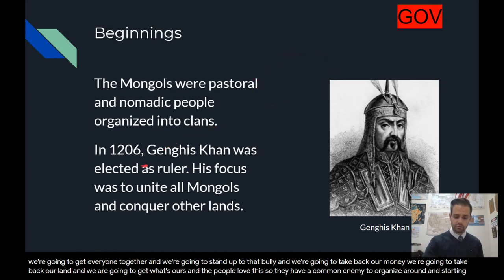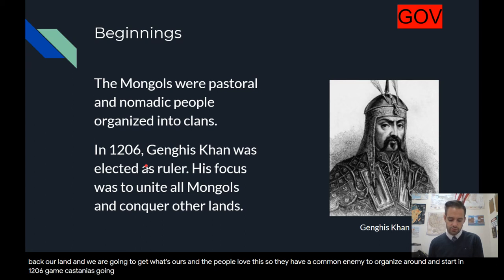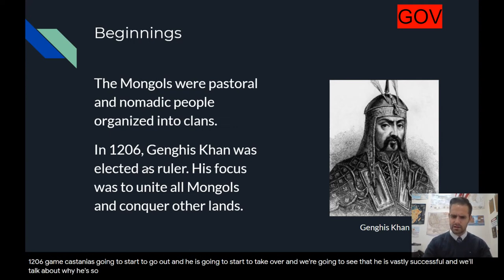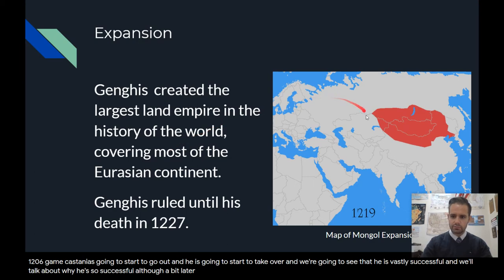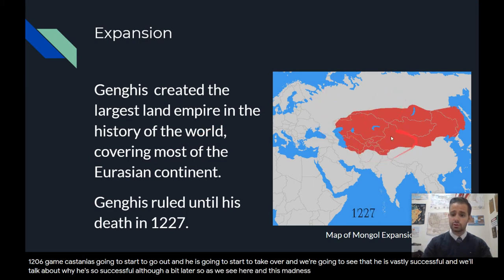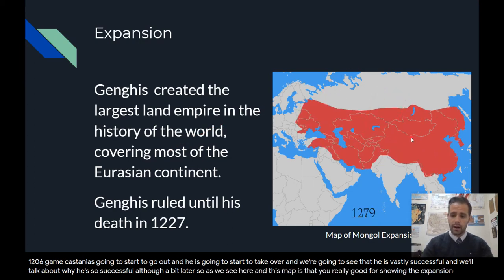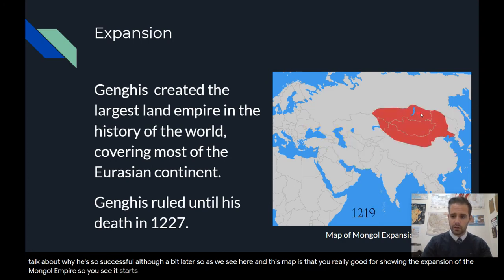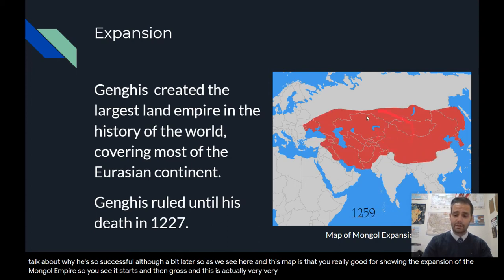And starting in 1206, Genghis Khan is going to start to go out and take over. And we're going to see that he is vastly successful. And we'll talk about why he's so successful a little bit later. So, as we see here, and this map is actually really good for showing the expansion of the Mongol Empire. You see it starts very small right here, and then grows. And this is actually very, very rapid growth.